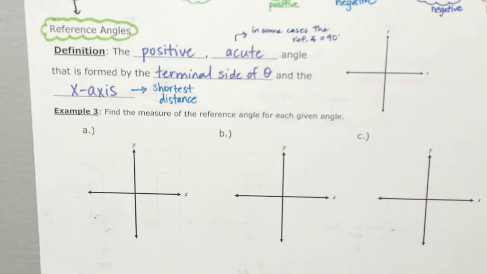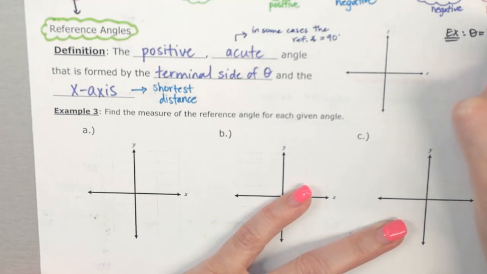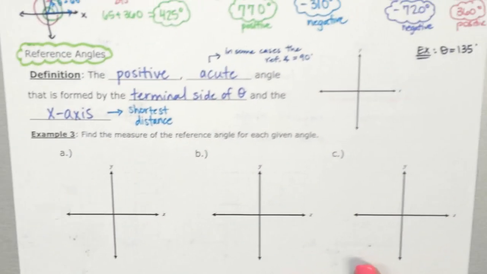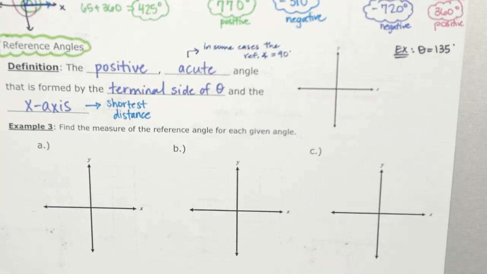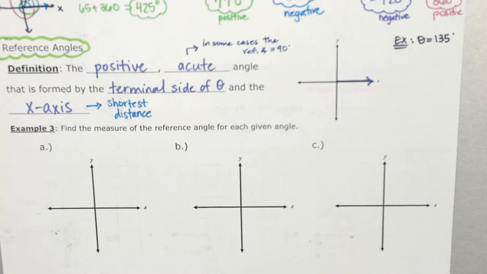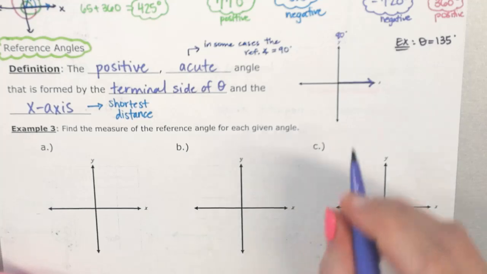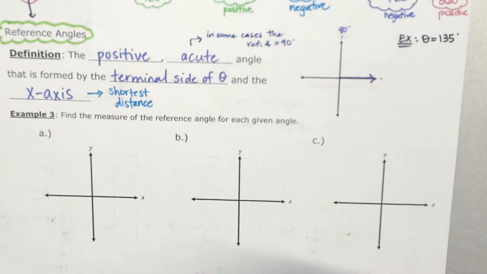All right, so we're going to do an example. Let's say that your theta value is equal to 135 degrees. Okay, if theta is 135 degrees, you are going to start on the initial side, like always. And then you should start thinking about, okay, if this is 90 degrees, where's my 135? That's 45 degrees from here. So I'm going to put this right in the middle.